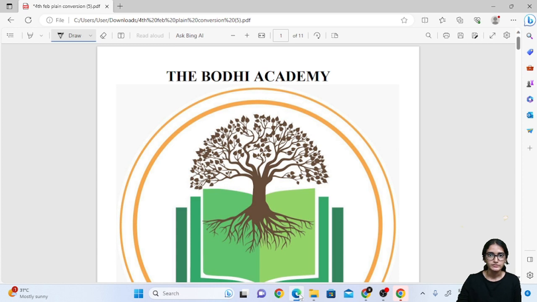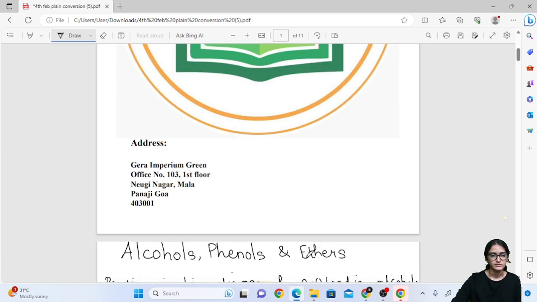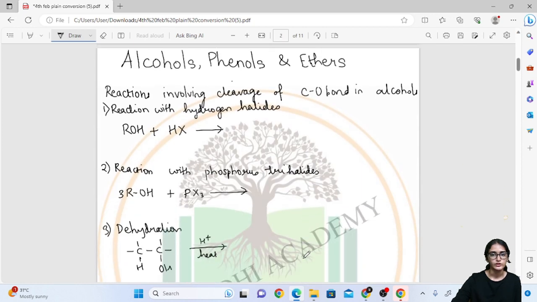I have started with the 12th standard chemistry and today I am going to take the continuation part of the alcohols, phenols and ethers chapter. So let us start with the alcohols, phenols, ethers continuation. In the last part we have seen the reactions involving cleavage of the OH bond. Today we will continue with reactions involving cleavage of the CO bond in alcohols.